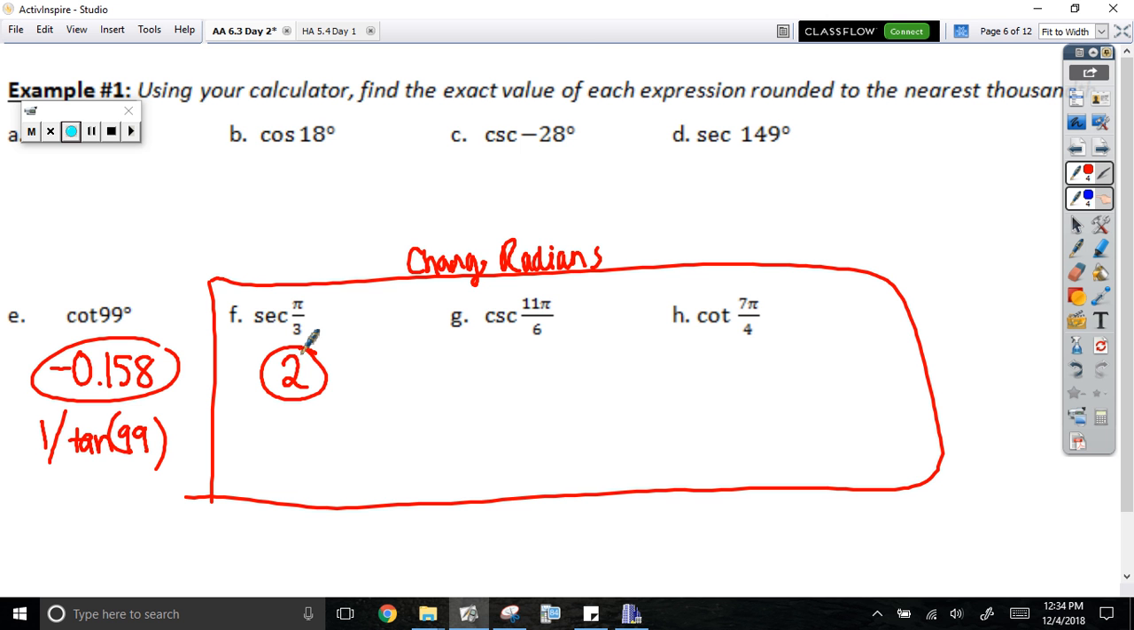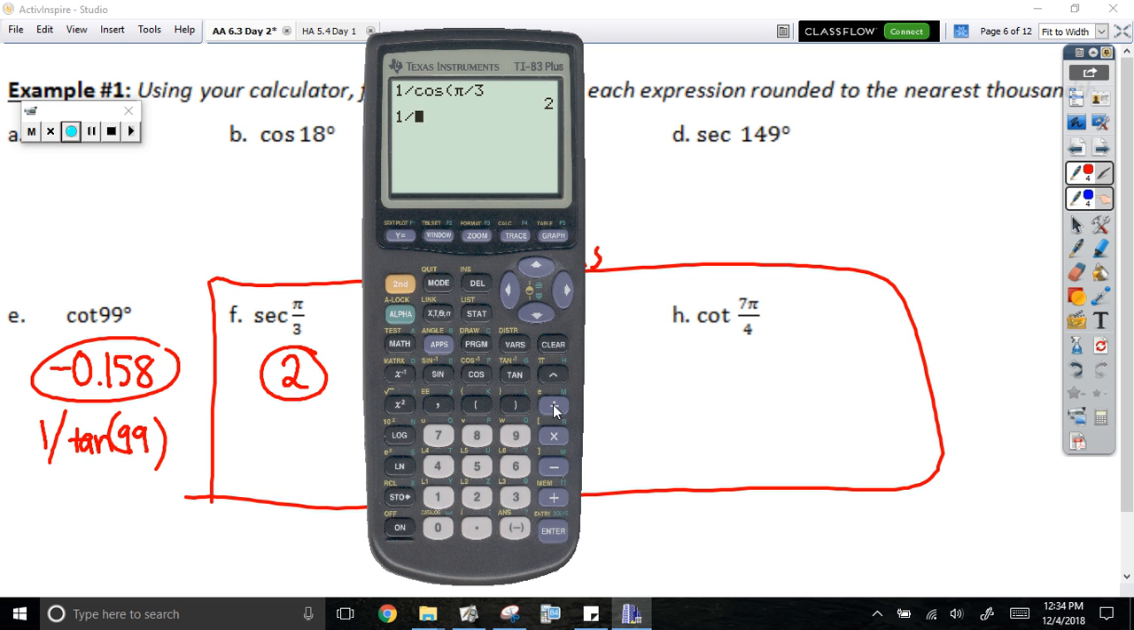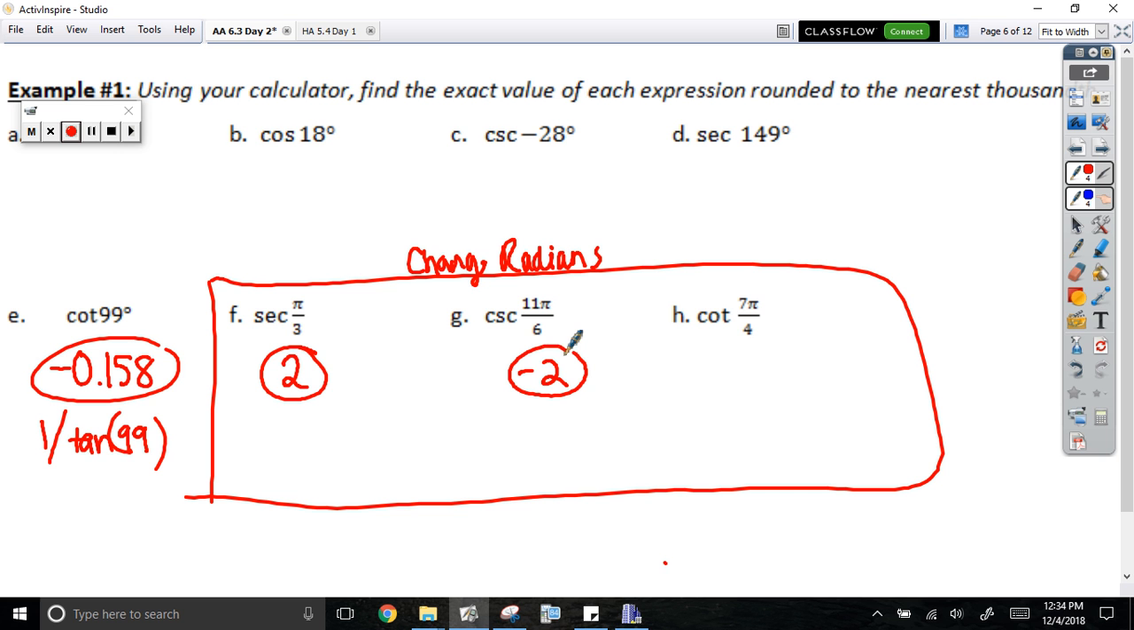All right, cosecant, what am I going to type in my calculator? 1 divided by sine. 11 pi divided by 6. -2. Is anyone not getting these answers? Try the last one on your own.